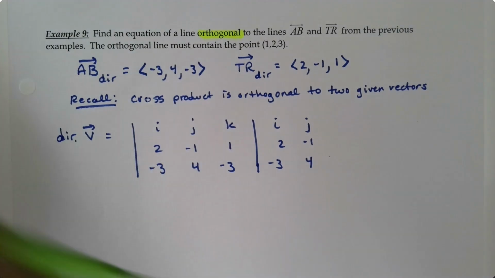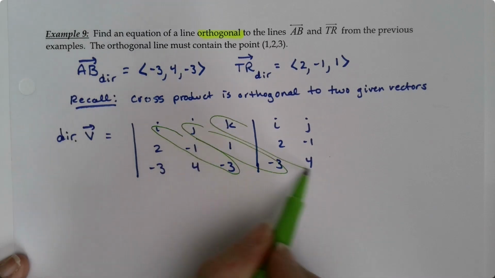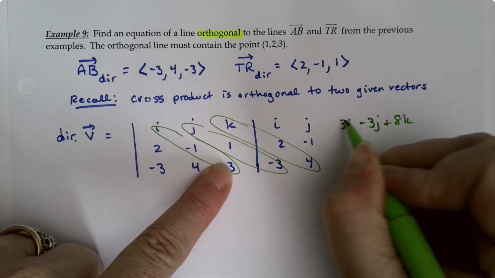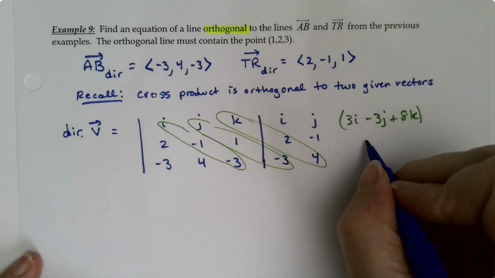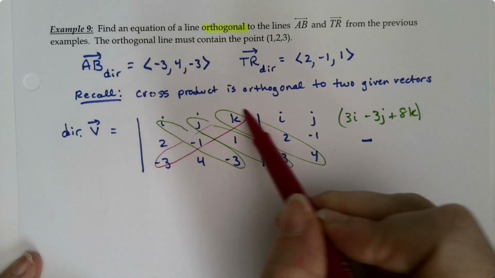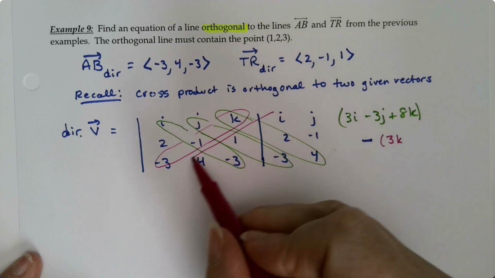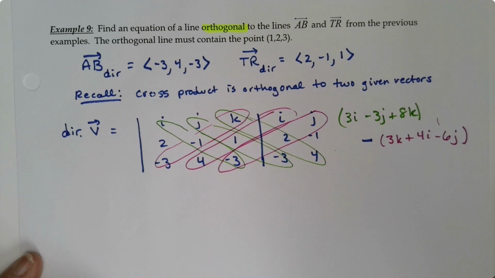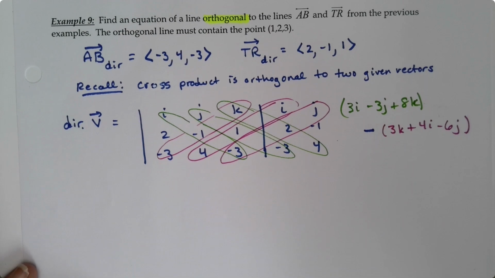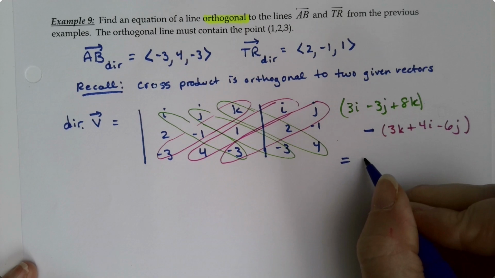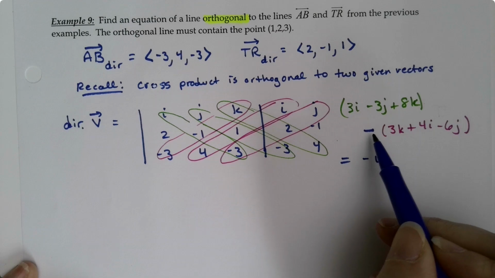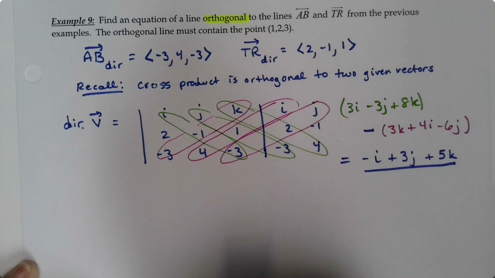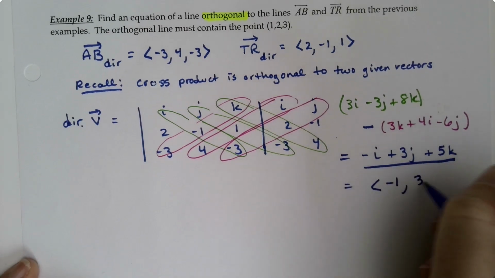Okay, so let's see here. i, j, k. So it'd be 3i minus 3j plus 8k. Take away, and then we're going to go the reverse direction, 3k, 4i, and negative 6j. Okay, so that would be 3i take away 4i is negative i. Negative 3j minus a minus 6j is plus 3j. 8k take away 3k is plus 5k. There's our cross product. Or if we want to write it in bracket notation, negative 1, 3, 5.